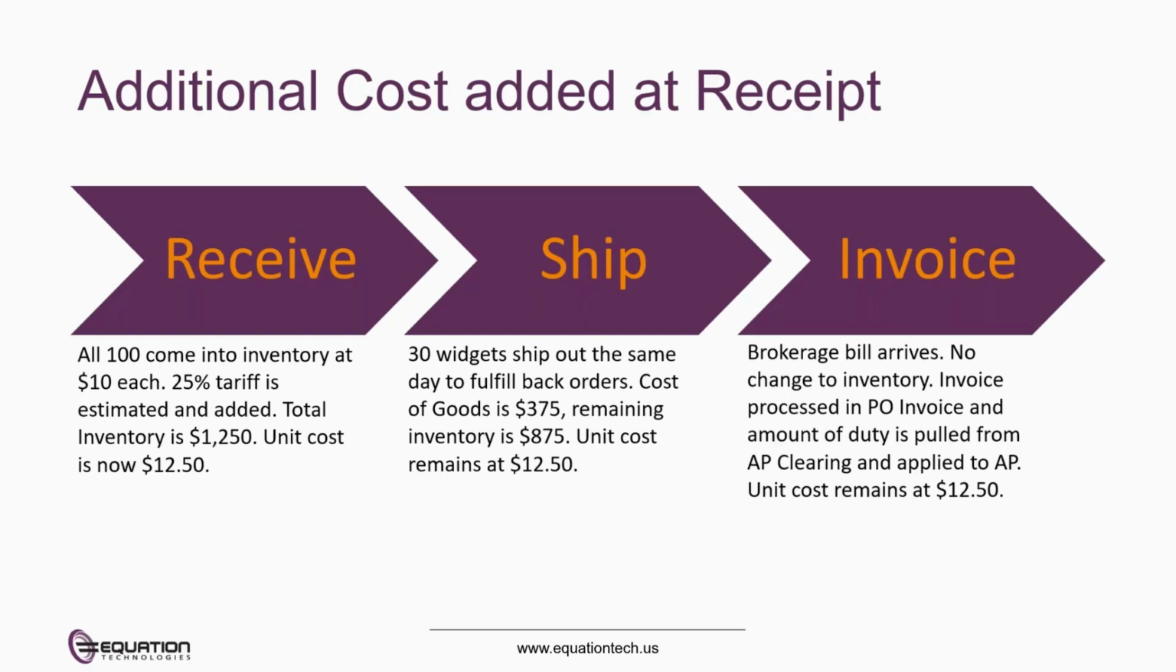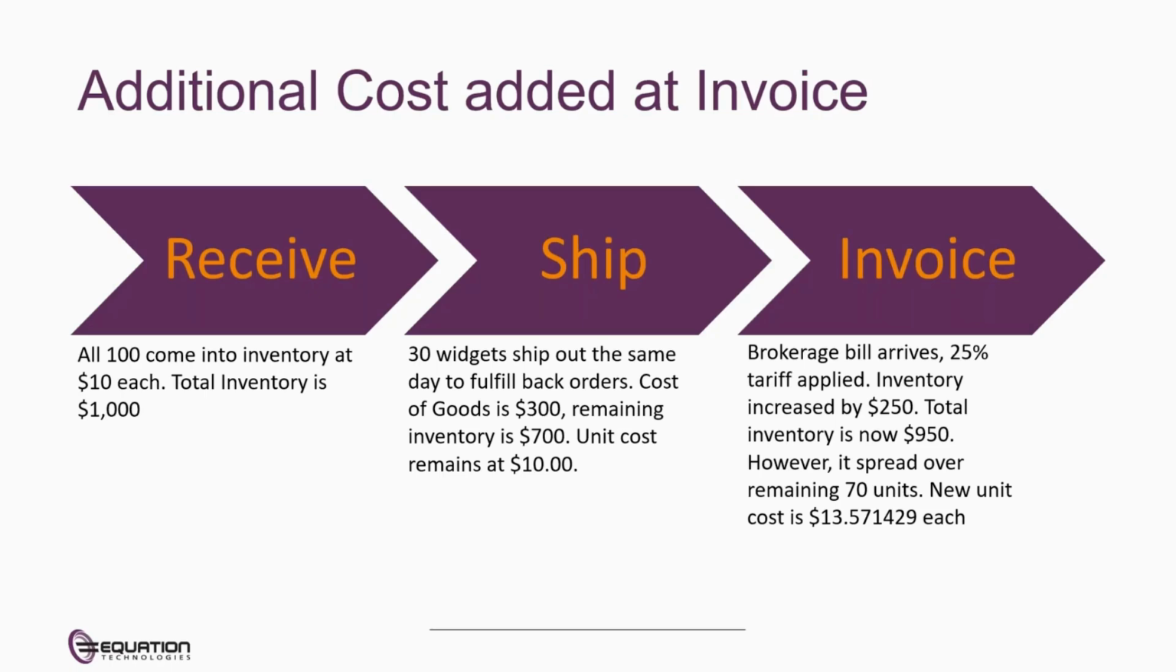Instead of doing it at the invoice, what if we did that on receipt? So again, we're going to receive our product in. We're going to estimate the 25% tariff at the day it's received, and that's going to put our valuation at $12.50 per unit, and then that will stick throughout the entirety of the process.